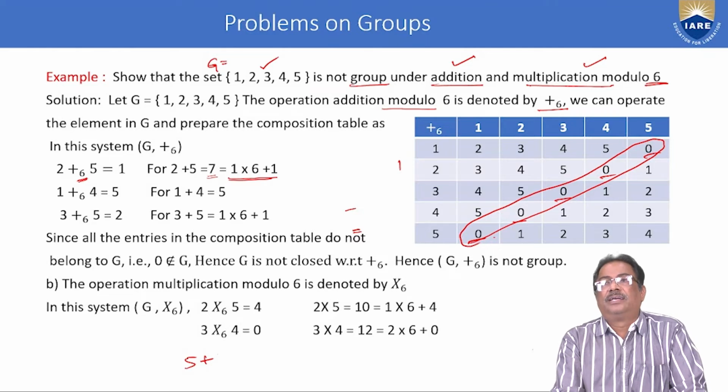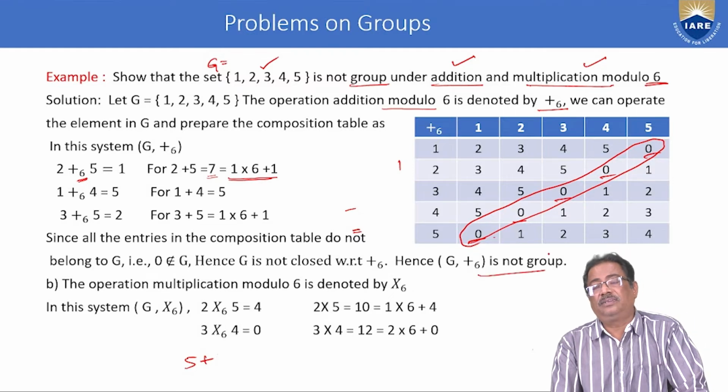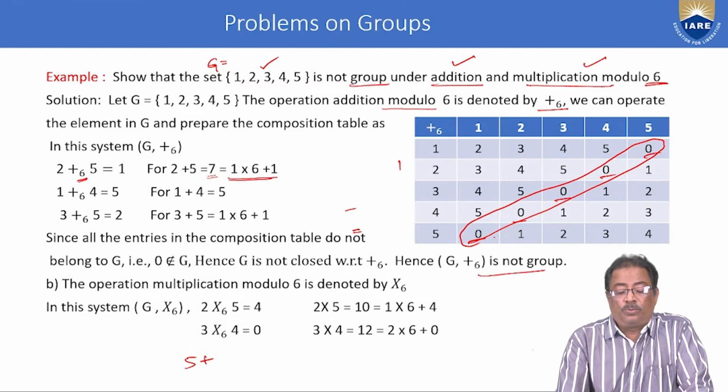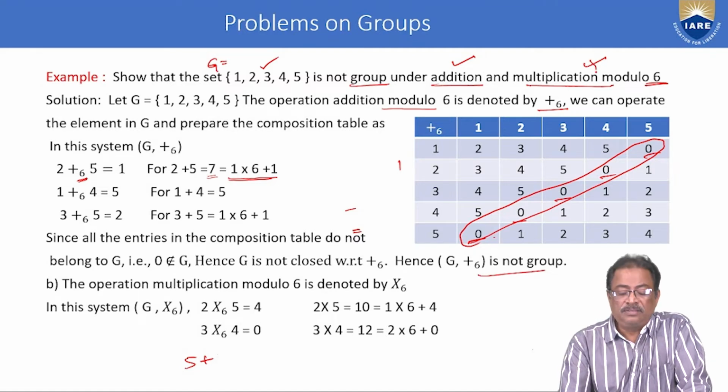It is not a monoid. It is not a group. So addition modulo 6 is not a group. Now we are going to verify the second concept, multiplication modulo 6.